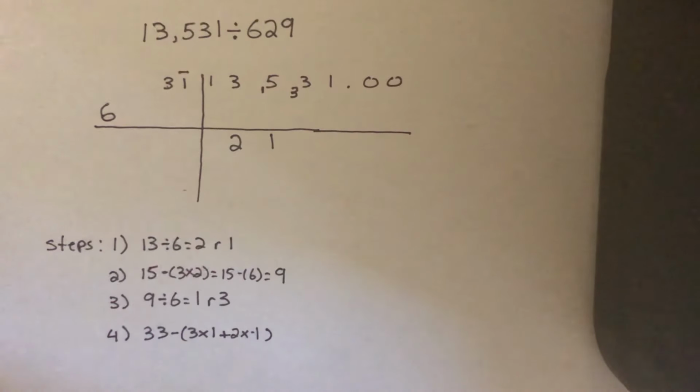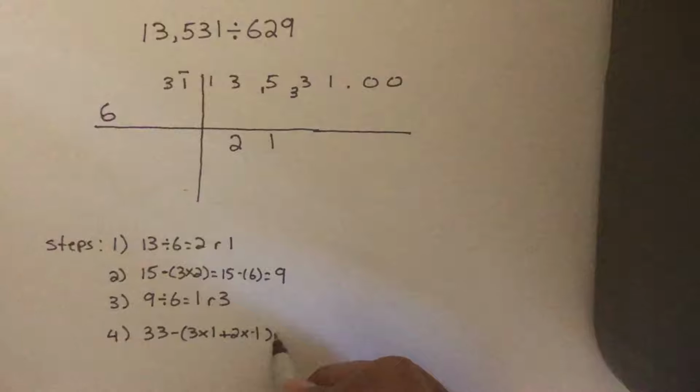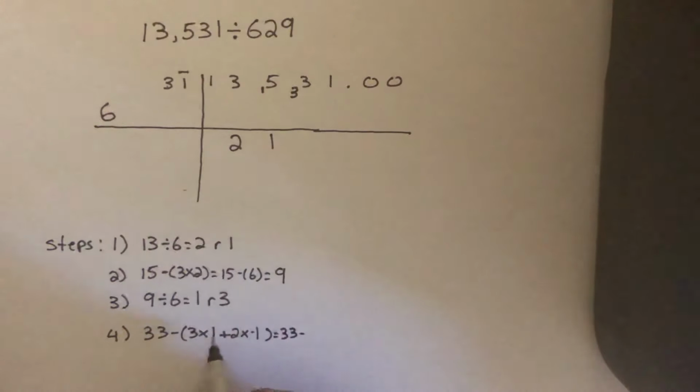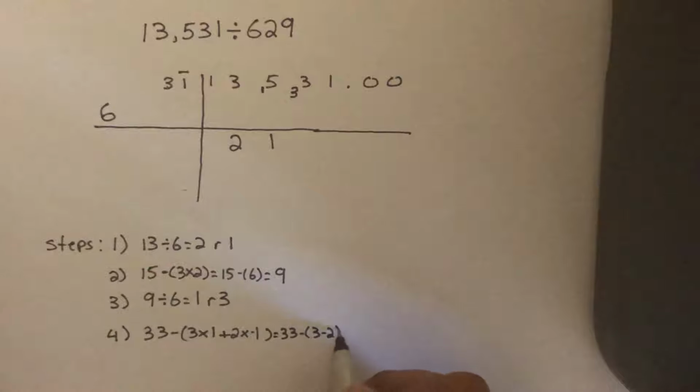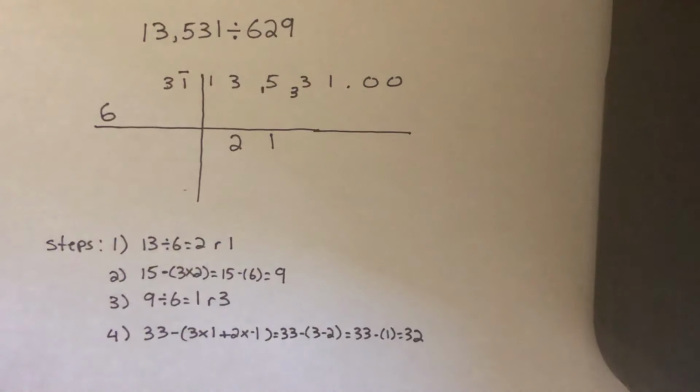Now let's break that down. That's 33 minus, so 3 times 1 is 3. 2 times negative 1 is negative 2, so minus 2. So that's 33 minus, we just get a 1 here, so I get 32. All that work just to get 32, okay? Great.